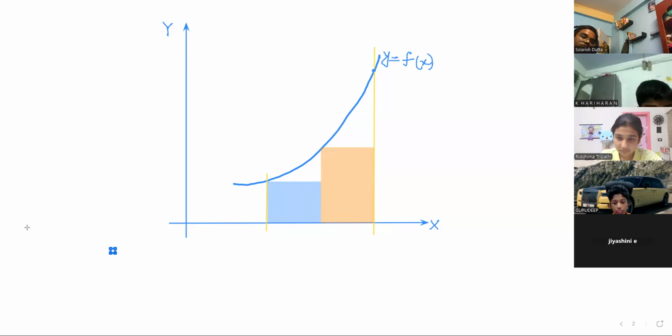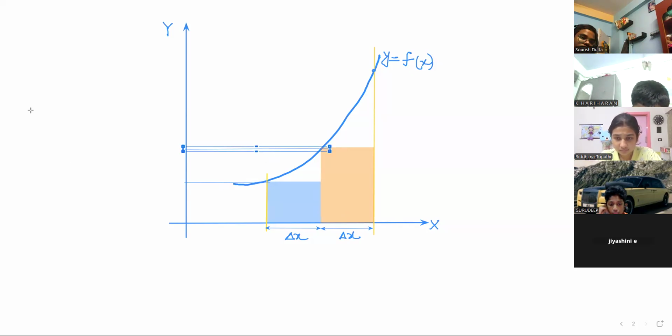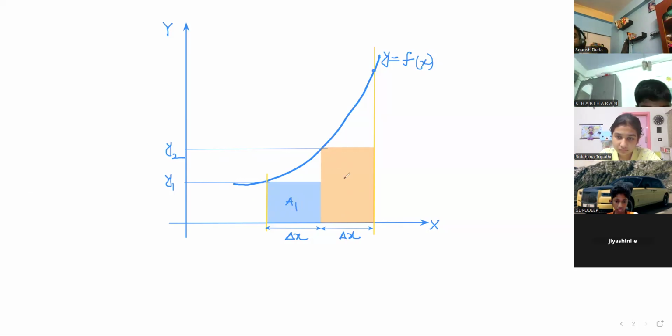So I made these two rectangles. All of you please pay attention. And I got this length and this length. This is delta x. This is delta x. The widths are same. These are the y coordinates, which are representing the length of the rectangles. And this is area A1. This is area A2.